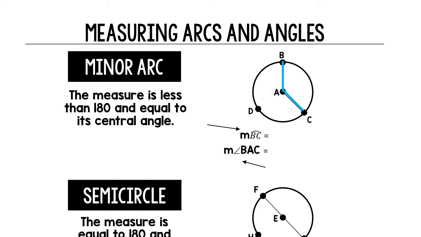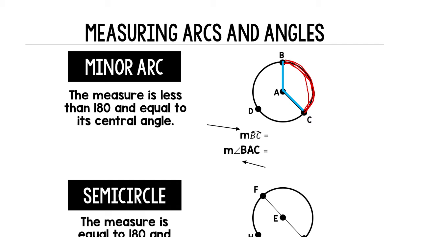Today, we're going to talk about arcs and angles and their measures. First, let's talk about what arcs are. An arc is the outer edge of the circle that is connected by two endpoints. So arc BC is the part of the circle that is between points B and C.